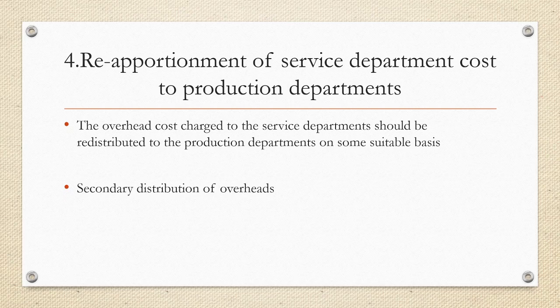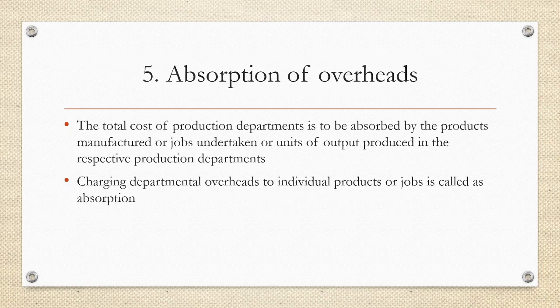In our second chapter we will be dealing with the reapportionment of service department cost to the production department. There are different methods used in order to reapportion. We will study them in detail in our second chapter. Once reapportionment is done, the next step is the absorption of overheads. First the overheads are allocated as well as apportioned to both production and service departments. That is known as the primary distribution. Afterwards we have the secondary distribution, where the service department overheads are again charged to the production departments.